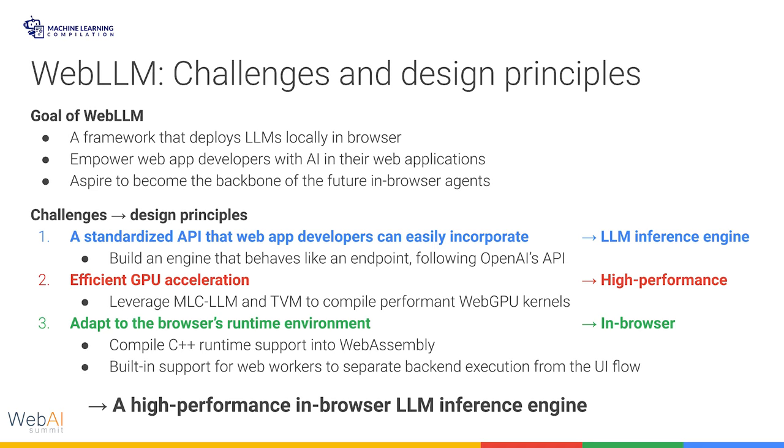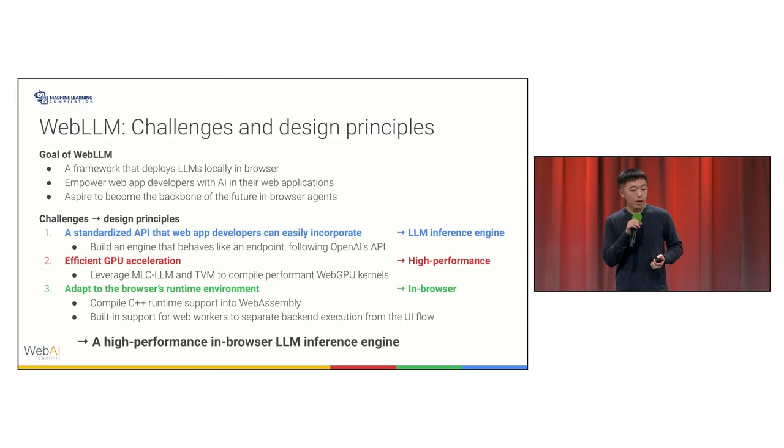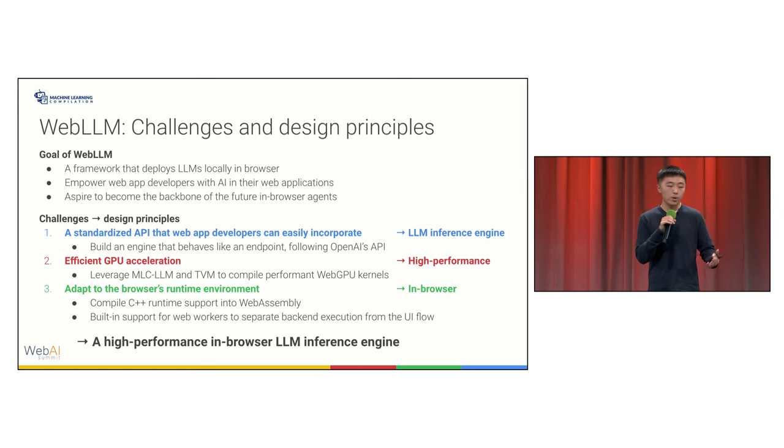So the goal of WebLLM is to build a framework that deploys large language models locally in the browser, and therefore empower web app developers to use AI in their web applications. The users of WebLLM are web app developers who have their own users. And another long-term goal is to become the backbone of future in-browser agent deployment. Given these goals, there are three challenges and therefore three design principles when building WebLLM.